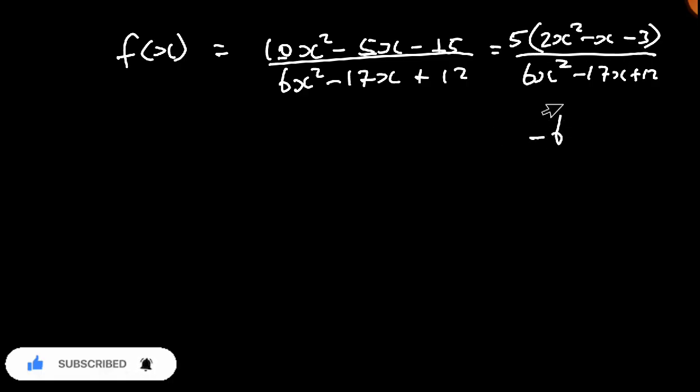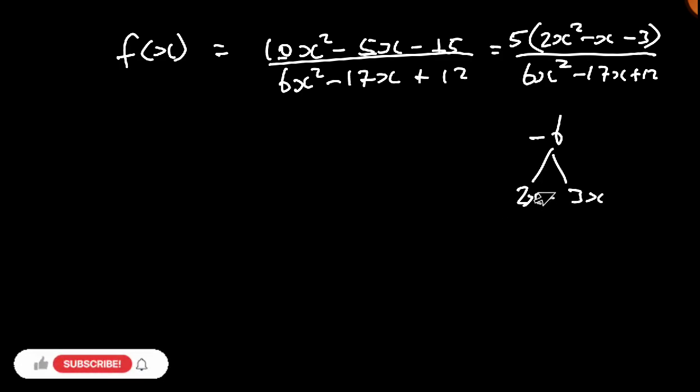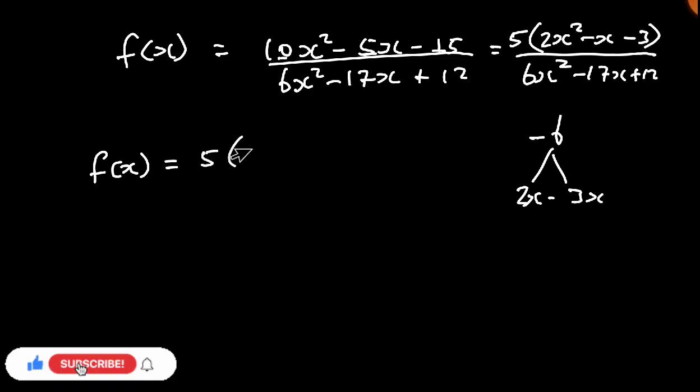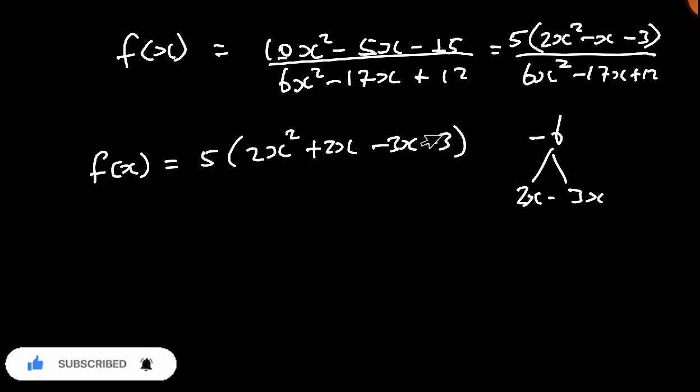Now two numbers that multiply to get -6 but add to get -1, which is the coefficient of this x, are 2 and -3. Alright, so we're going to be replacing this -x with 2x and -3x. So we have f of x is equal to 5 multiplied by, here we have 2x squared plus 2x minus 3x minus 3. So let's solve this separately and keep the answer on one side.